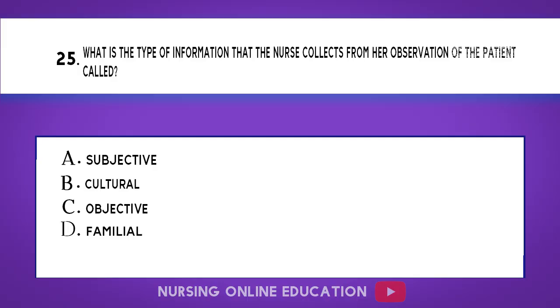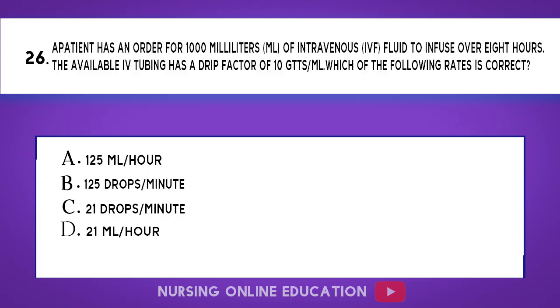25. What is the type of information that the nurse collects from her observation of the patient called? A. Subjective, B. Cultural, C. Objective, D. Familial? The answer is option C, objective.